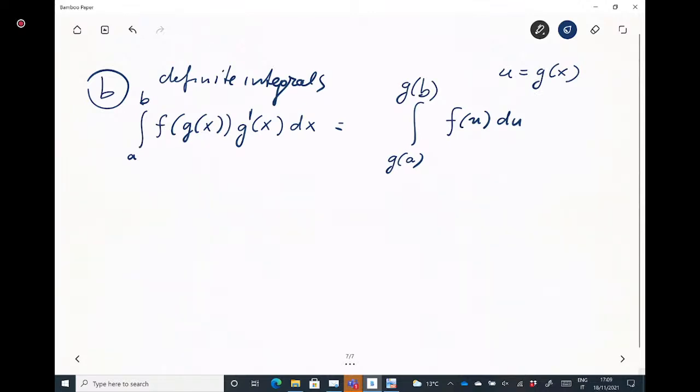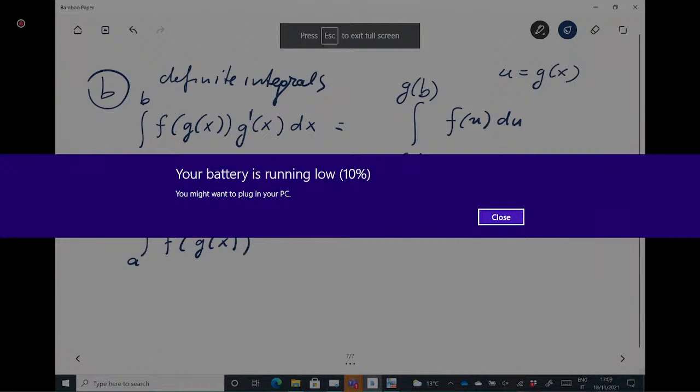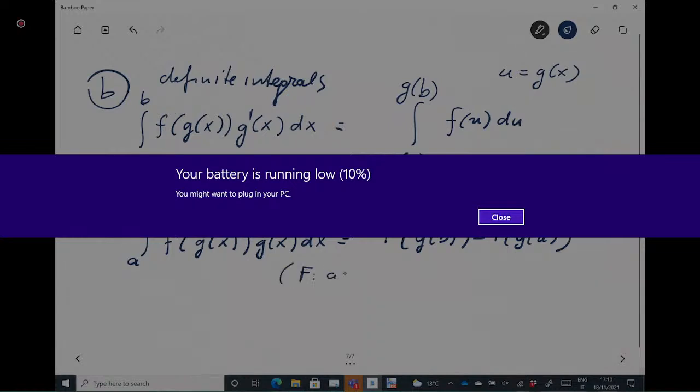So in this case, what is the solution? We use the change of variable, but at the end of the story, the solution is that the integral of f of g of x times g prime of x dx is equal to capital F at g of b minus capital F evaluated at g of a, where again capital F is a primitive of lowercase f.